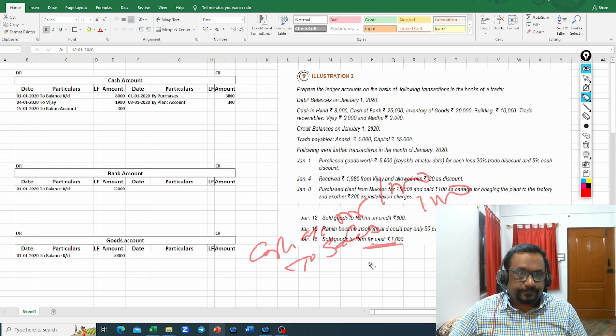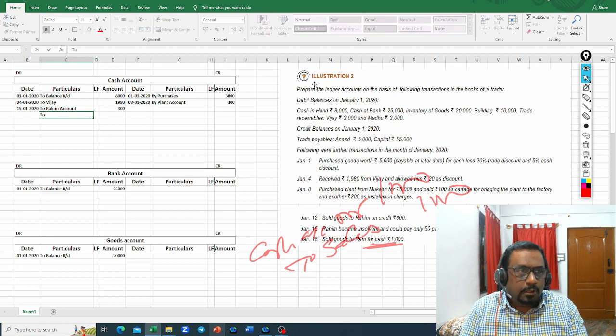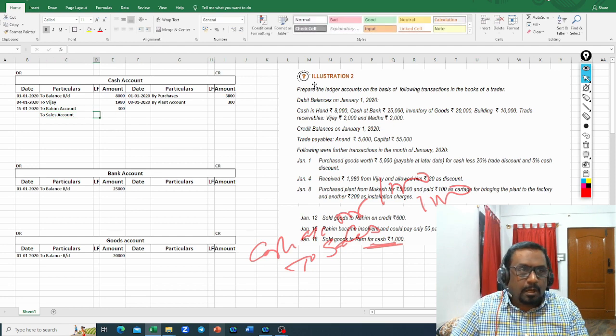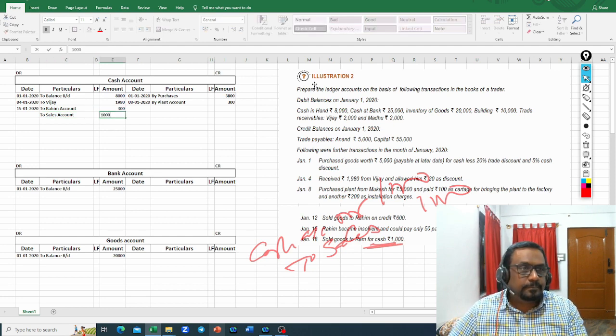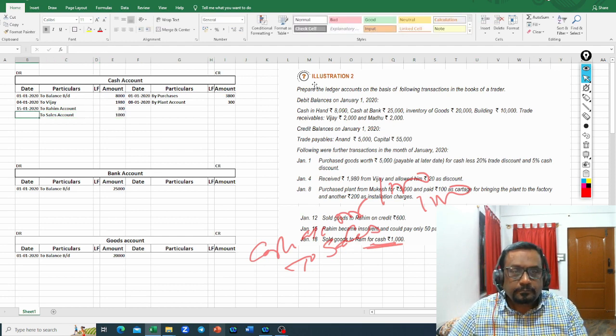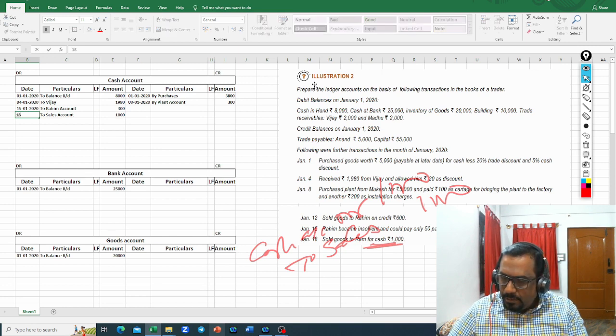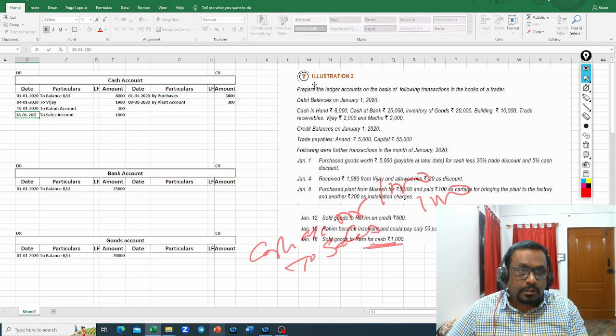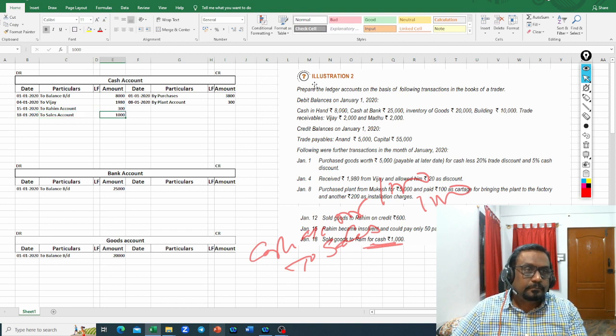Let us record it. What do we do here? Cash account we debited. Let us go to cash account. So debit side, to sales account. How much am I supposed to put? 1000. What date? This happened on 18th January 2020. So cash account I recorded. Sales. I think we have already created the sales account.